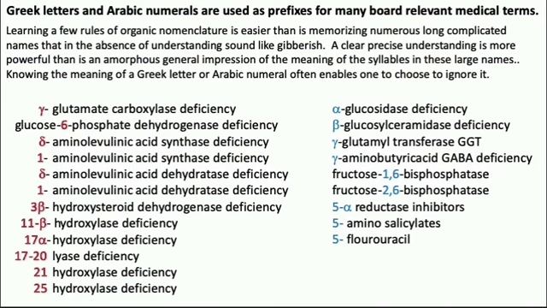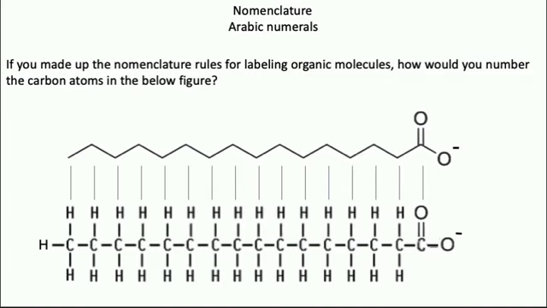So I now want to look at Greek letters and Arabic numerals. This is a very simple system. It's at about the complexity of grade school arithmetic to understand it. And let's begin by looking at fatty acid nomenclature.